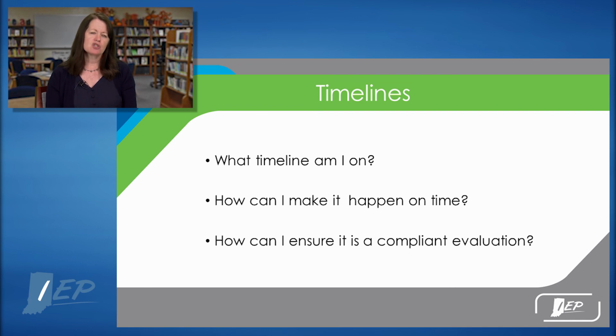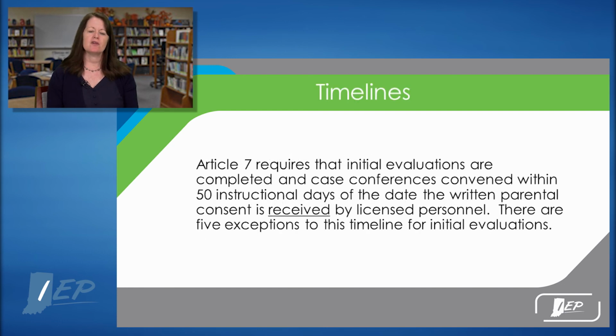But we also want to make sure that not only are we doing things on time, but we're doing it in a compliant way. We don't want to rush and get through things and check off the boxes, but then our evaluation is really useless. It has to be compliant as well as on time. In figuring out what timeline we're on, we look to Article 7. It tells us the different situations that can result in different timelines.